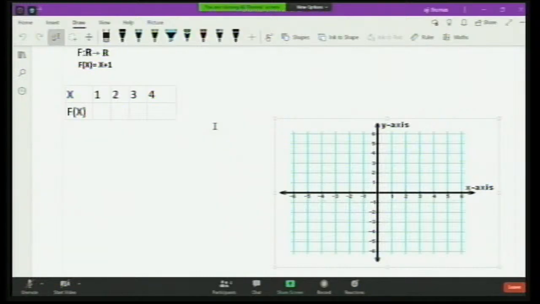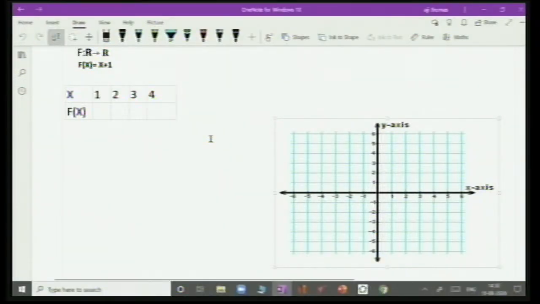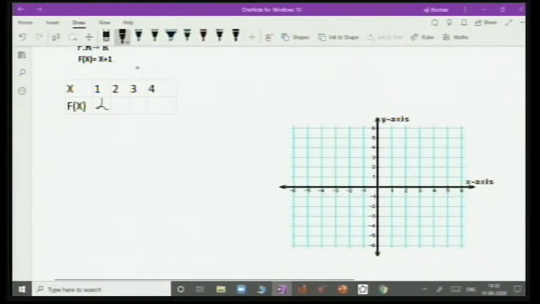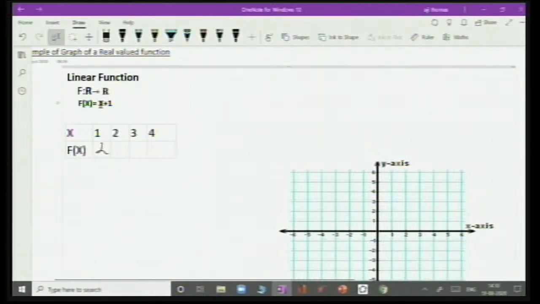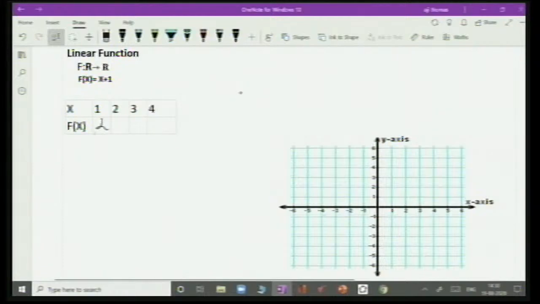For example, you can see on the screen that this is a function whose domain is real numbers, and whose codomain is also real numbers. So you can see that this function is x plus 1. This means that for every point there is an associated number. For example, if I take x equals 1, the value of the function is 2, because when I substitute x equals 1 over here, I get 1 plus 1. So corresponding to this, I got a point like this, (1, 2).